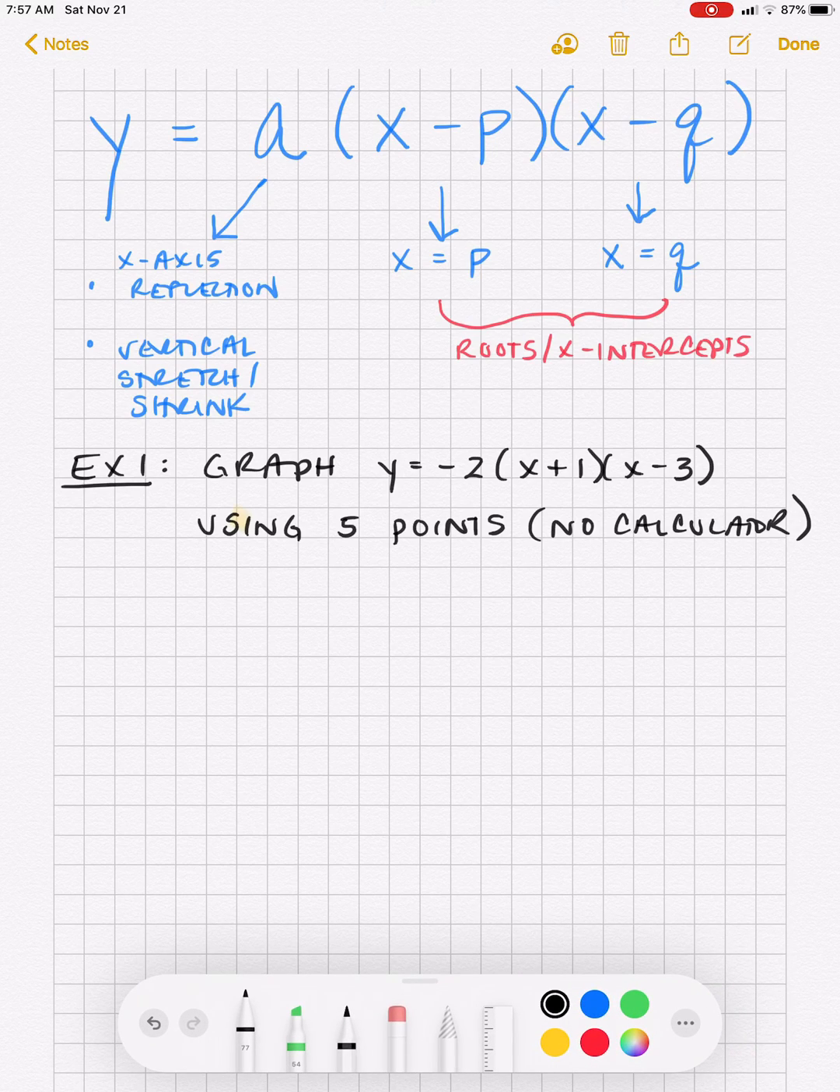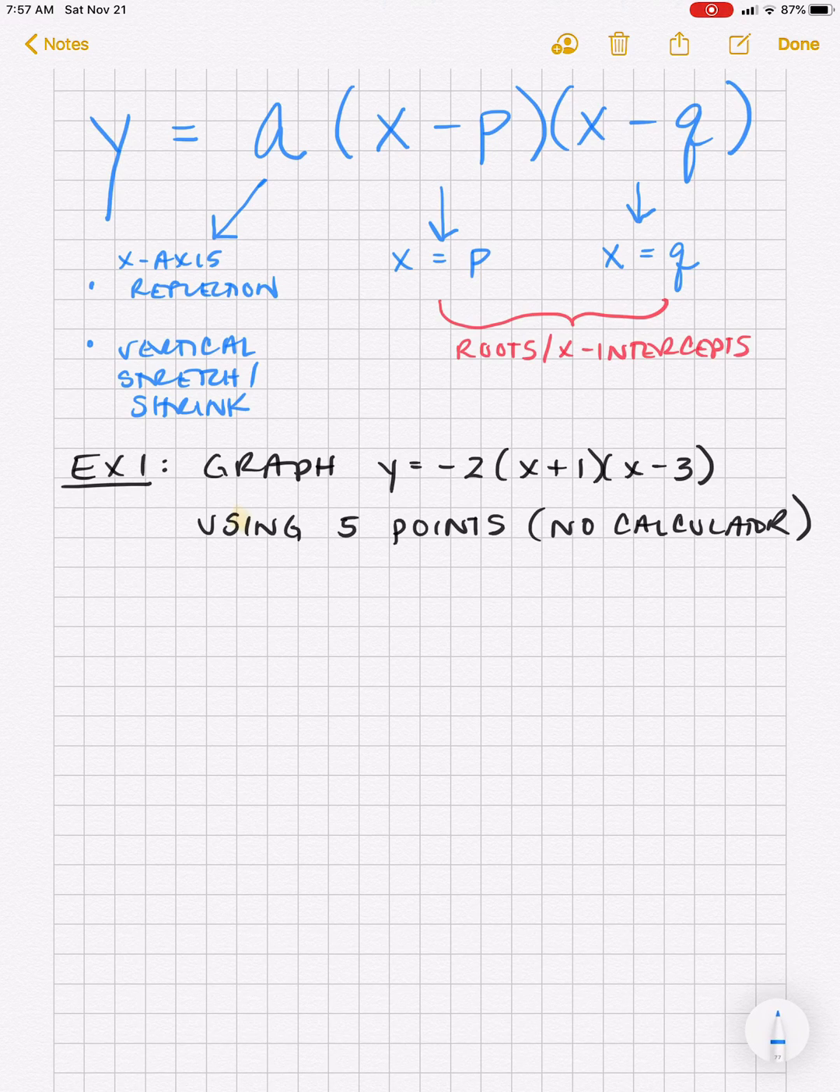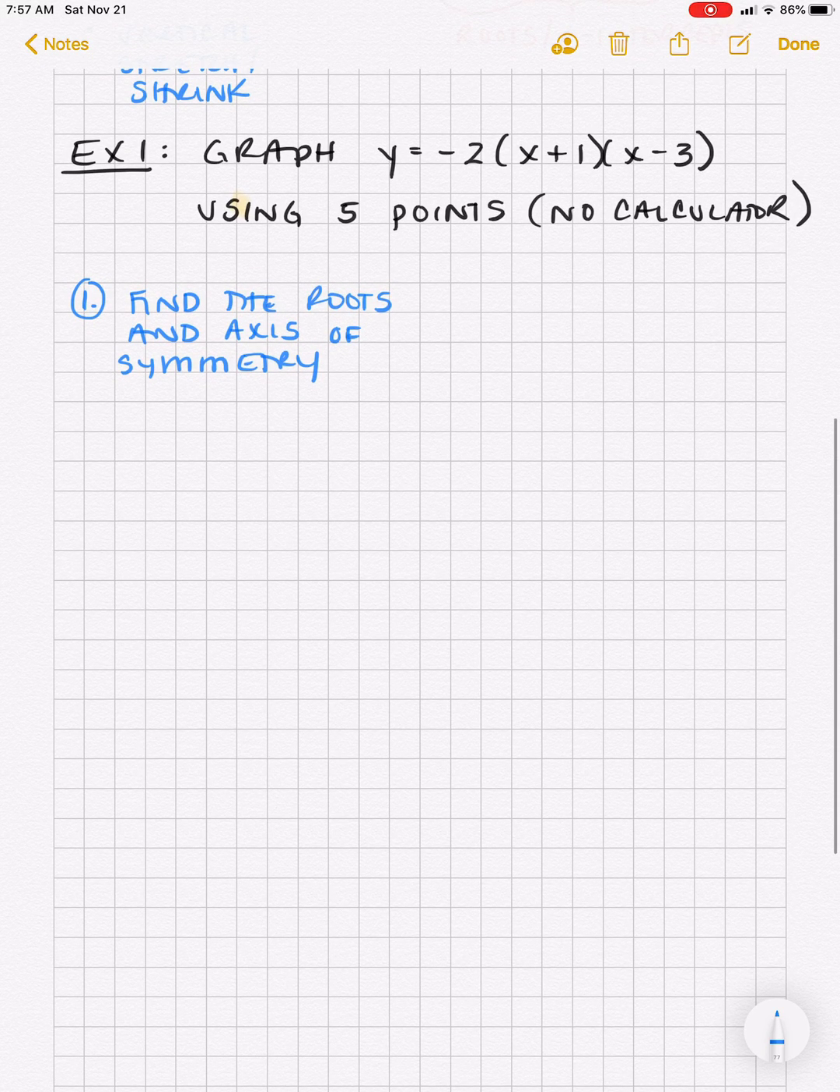All right. Here's what we're going to do to start. You are going to find the roots and the axis of symmetry. Okay. Well, the roots are pretty easy to identify.